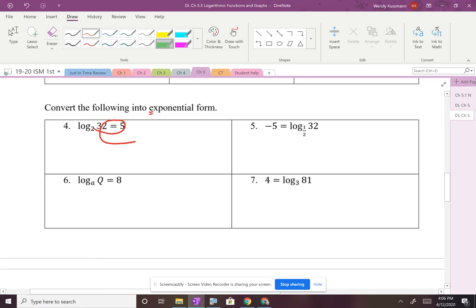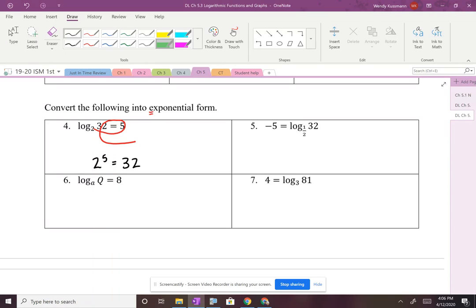So the exponential form of this equation is 2 raised to the 5th power equals 32. Base raised to the exponent of the other side equals the argument every single time. And in this case, 2 to the 5th power is 32. You can also check yourself with that.